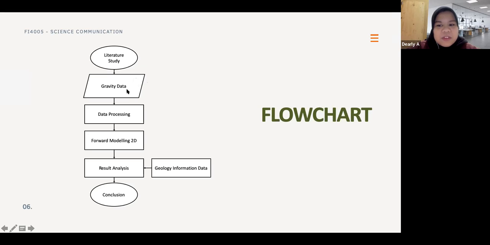Thereafter, the data is processed to obtain the result, which is interpreted through forward modeling, and this study will also be supported by geological information and other data, if any, such as log data, seismic data, and so on, so that the subsurface structure can be interpreted properly.